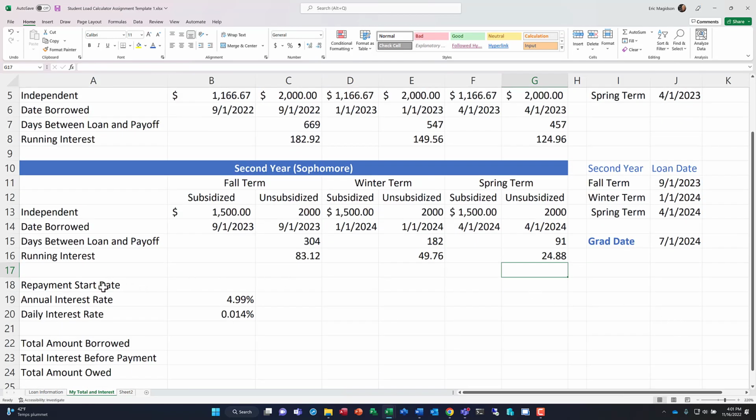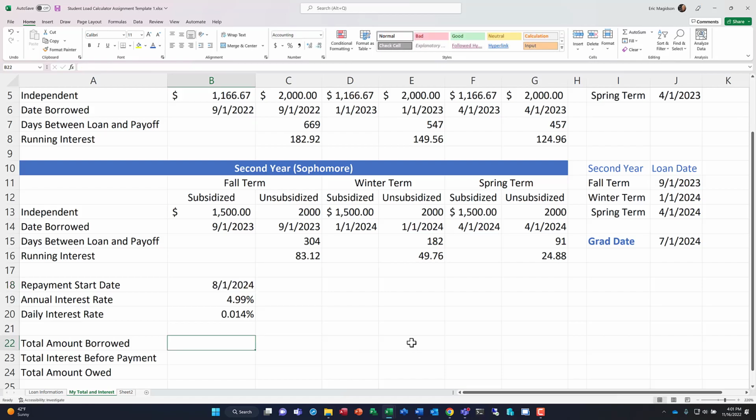Now from here, repayment start date, my repayment start date is actually going to be a month after my graduation date, okay? Now, in the rules you saw it says you can wait 6 months. We are not going to do that. We're not going to let interest accrue again for another whole 6 months on all of these before we start paying. We're going to be prudent and at least start paying a month after we graduate. So that's that date.